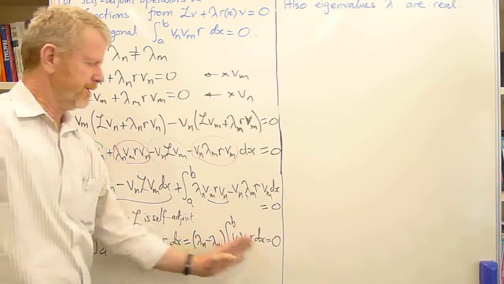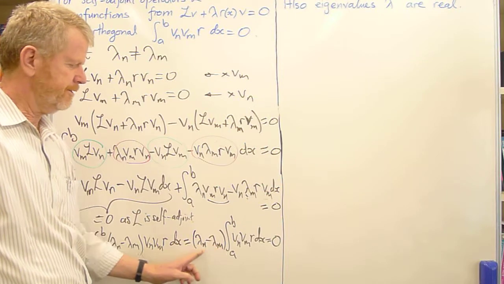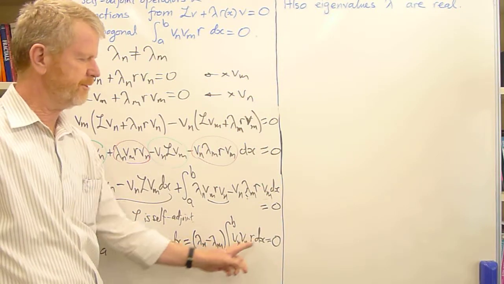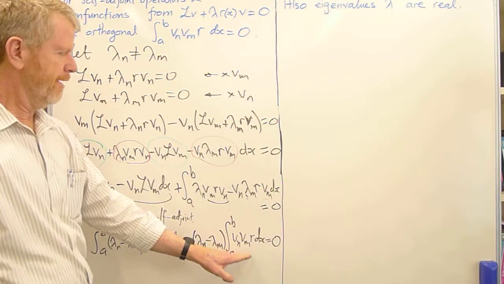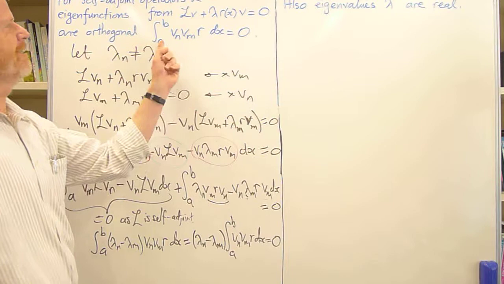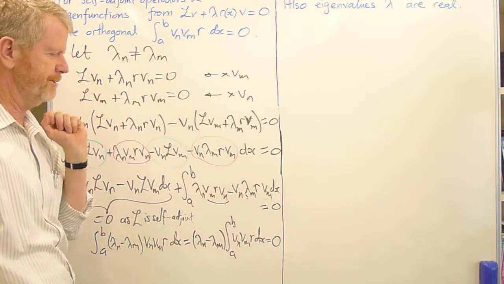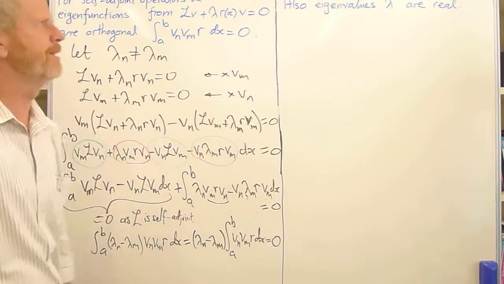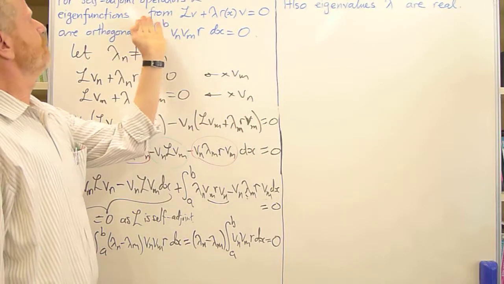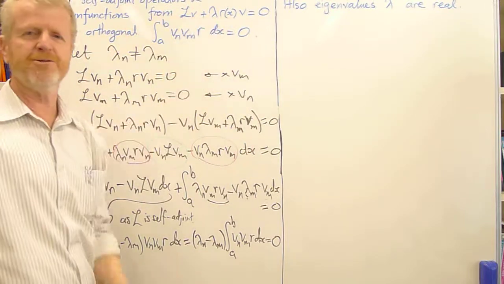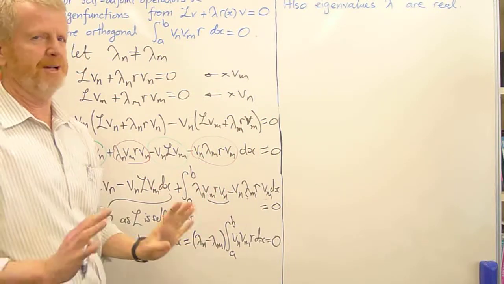Now have a look at this product. We know that lambda n is not equal to lambda m, so this is non-zero. So something non-zero times this integral is 0 means this integral is 0. And that means that the eigenfunctions are orthogonal with weight function r as claimed. That's our first property. The second one is, for these Sturm-Liouville problems, the eigenvalues are always real, which is great because we don't have to bother about looking for complex ones.